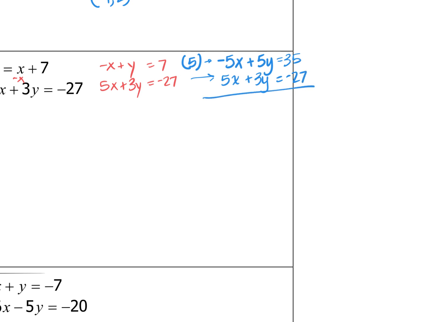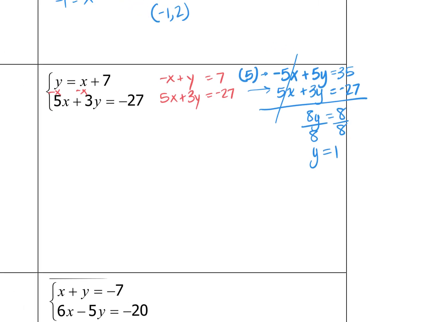Add straight down, the negative 5x and the 5x cancel. 5y plus 3y is 8y. 35 minus 27 is 8. So what does y equal?